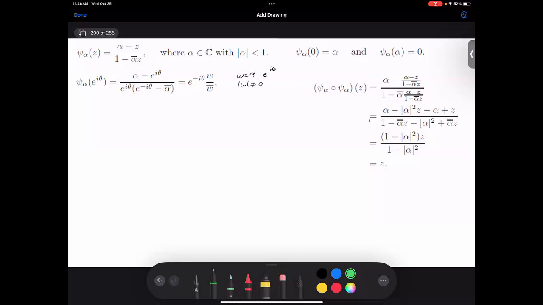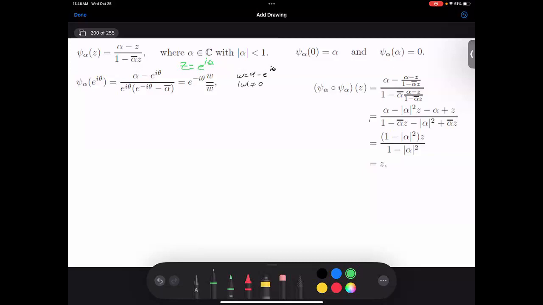So I plug in z equals e to the i theta, and so we get alpha minus e to the i theta. And then I'm just going to pull out an e to the minus i theta. If I bring this in, you can see e to the i theta times e to the minus i theta is just 1, and then e to the minus i theta times alpha bar is just alpha bar times z. To make the algebra nice, I'm going to let w be alpha minus e to the i theta.